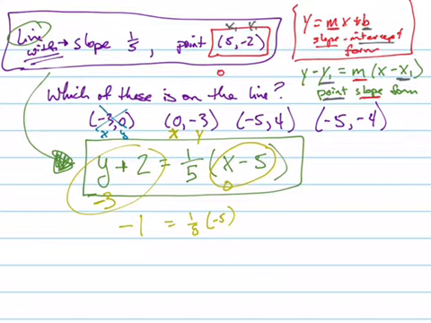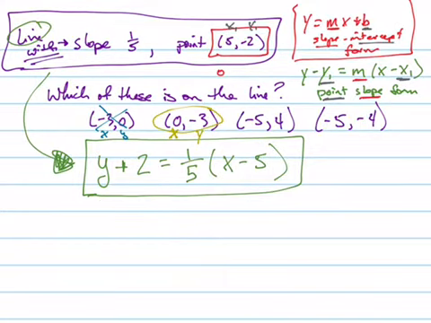What's -5 times 1/5? What's going to happen with the 5s, basically? This is like -5 over 1, right? The 5s are going to cancel, but the negatives don't cancel, so you're just going to get -1. So is that a true statement? Yeah. Does -1 equal -1? It does, so that is a solution.